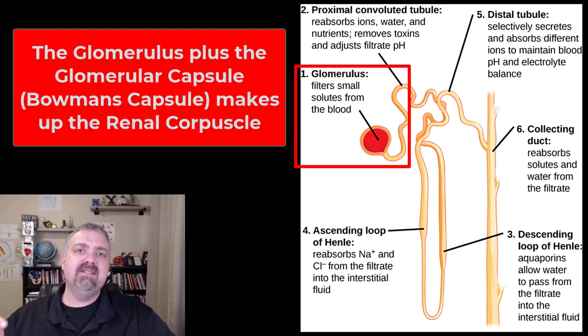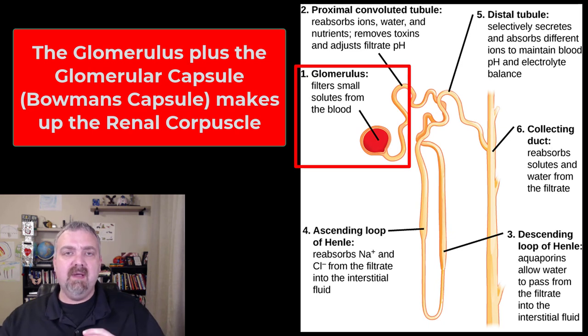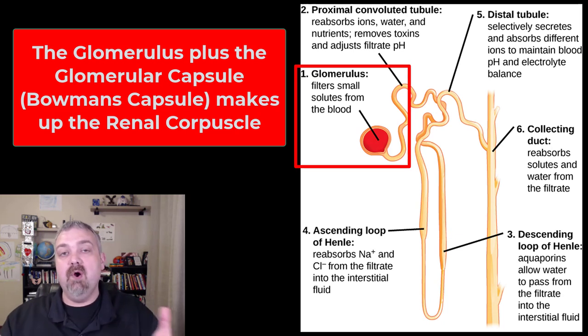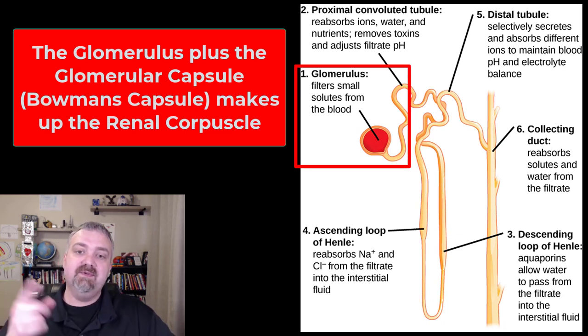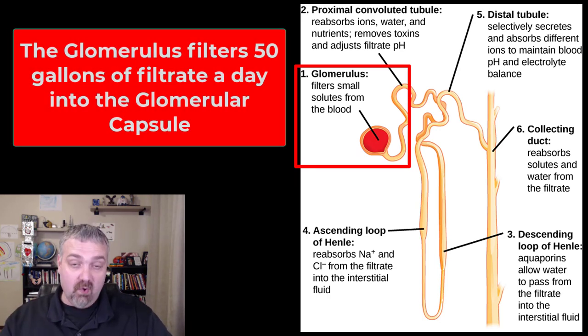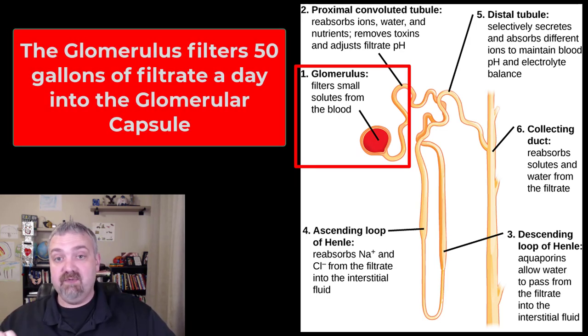All right, so we're going to start here. Number one says the glomerulus. What this actually is, the glomerulus is going to be this knot of capillaries. Then there's a capsule. Think of it like a cup. The capillaries are going to be filtering out material, and this cup, the glomerular capsule or Bowman's capsule, is going to catch it. When you put those two together, you have what's called the renal corpuscle. So the job of the renal corpuscle, this glomerulus, is filtration.